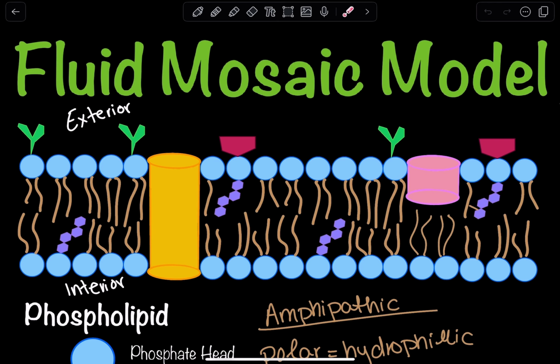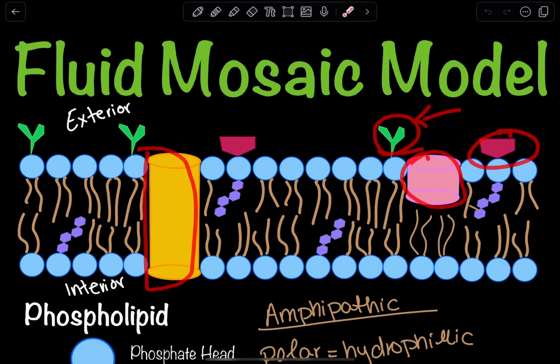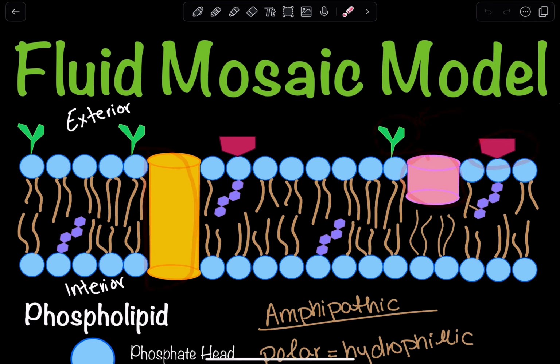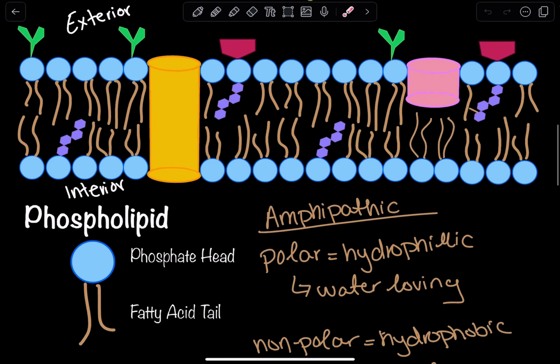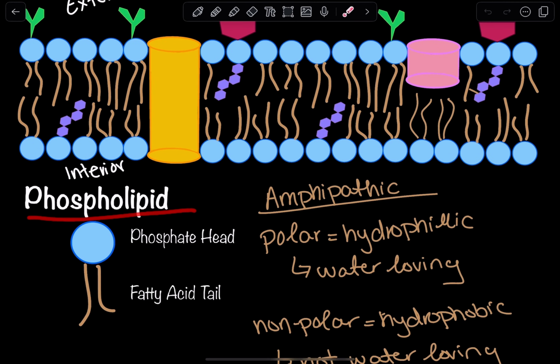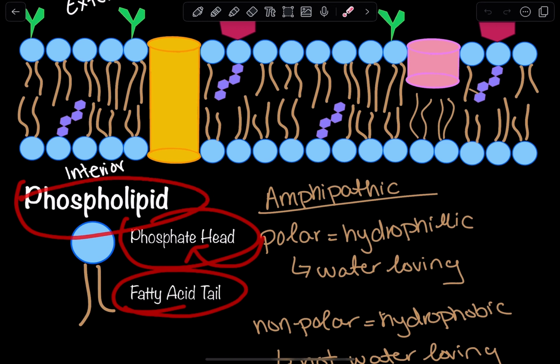And we have some key components. We have our integral proteins, our peripheral proteins, our glycoproteins, which function in cell-to-cell recognition. Our peripheral proteins will function in cell signaling, and we have cholesterol, which will maintain our fluidity. And most importantly, remember that a phospholipid is amphipathic. It is polar and it is nonpolar. The nonpolar component is the fatty acid tail, and the polar component is the phosphate head. And together, the phosphate head and the fatty acid make up our phospholipid.